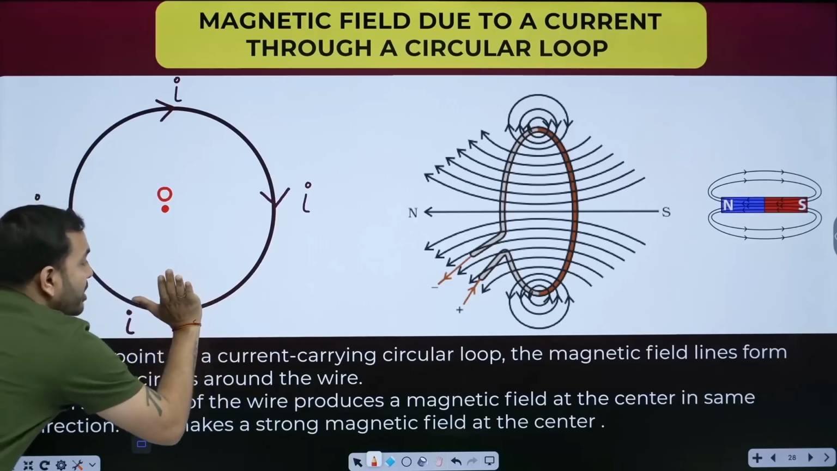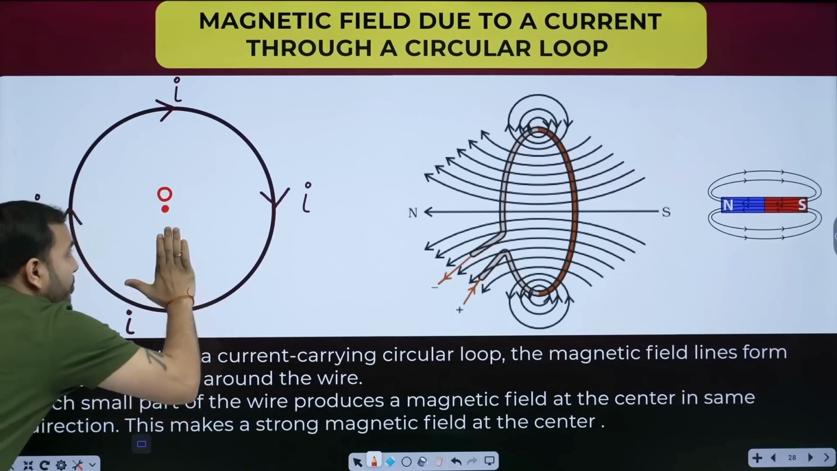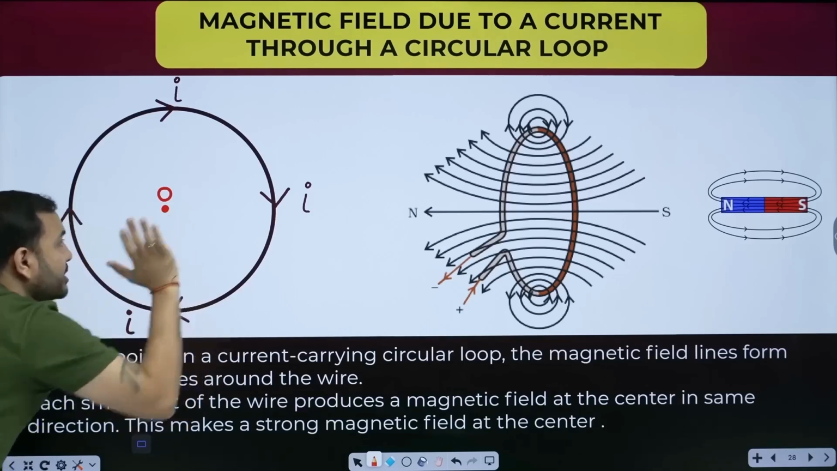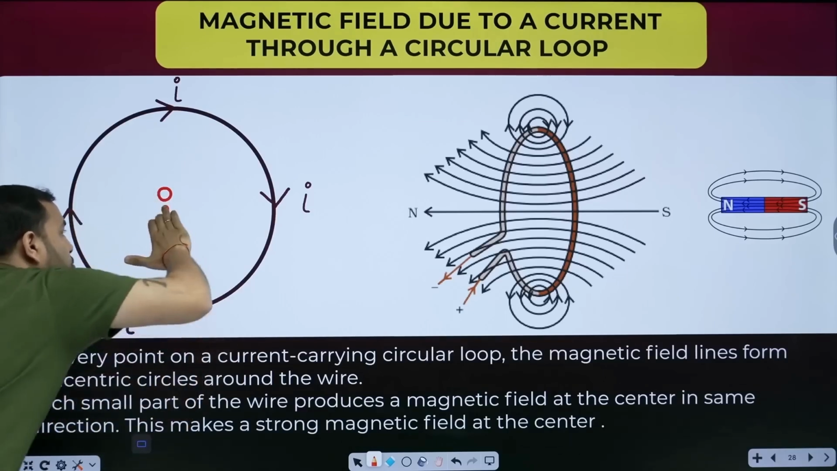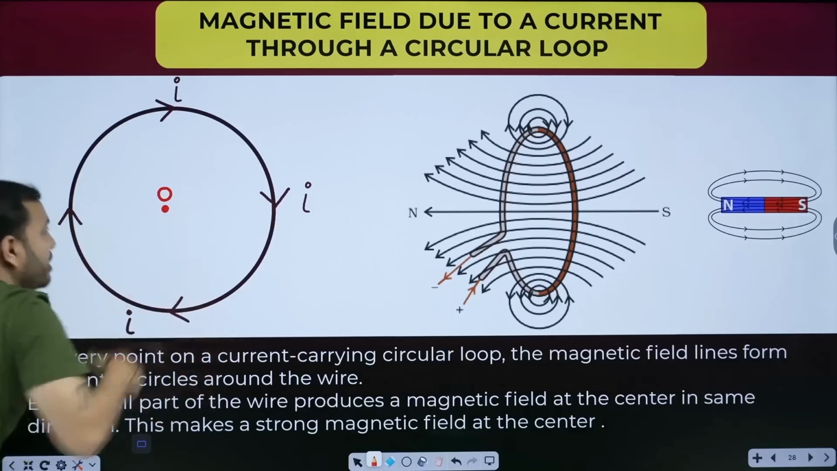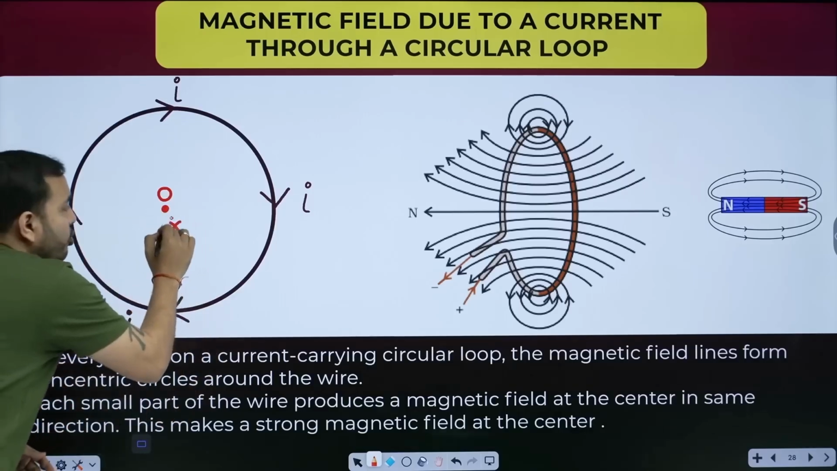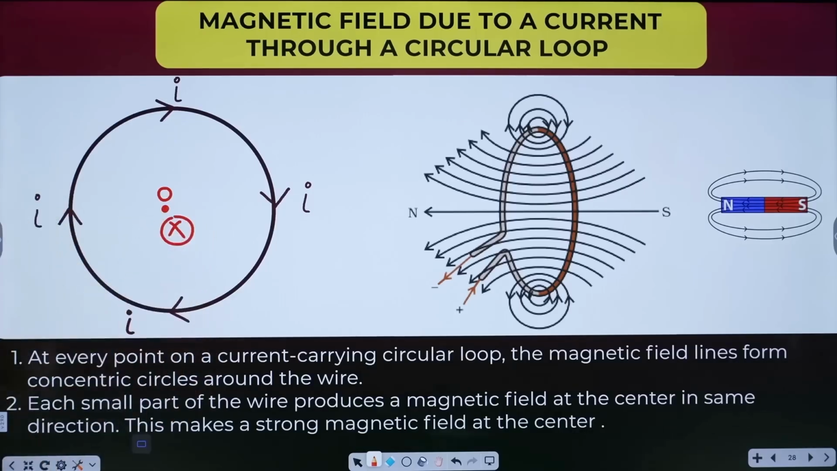I am curling the fingers. At O, it is going inside. Like this. Will there be magnetic field line like this? Going inside. So I draw a cross here. Tell the magnetic field due to this.